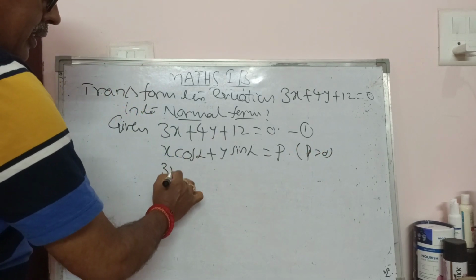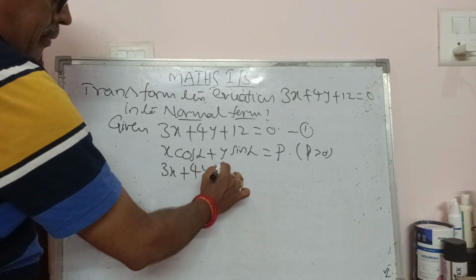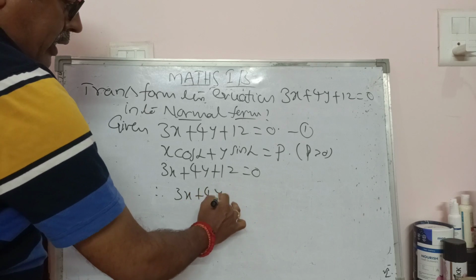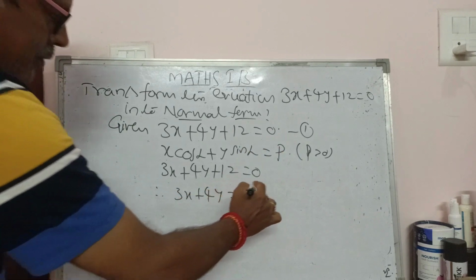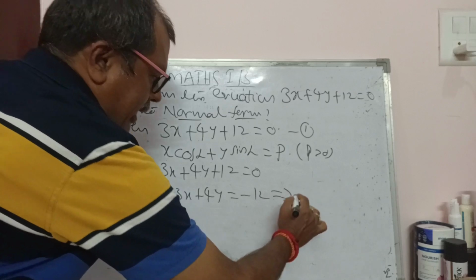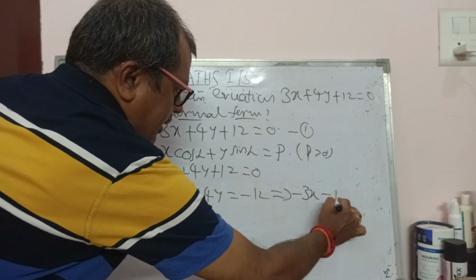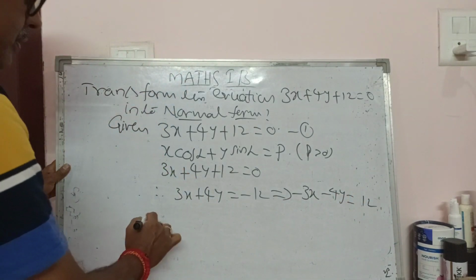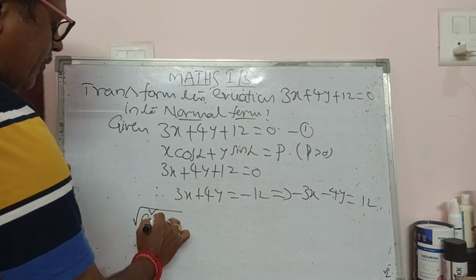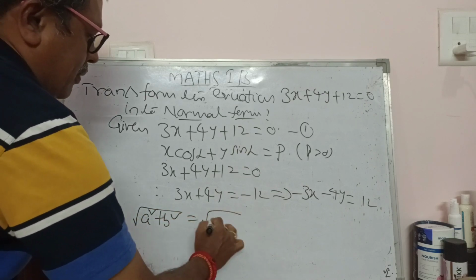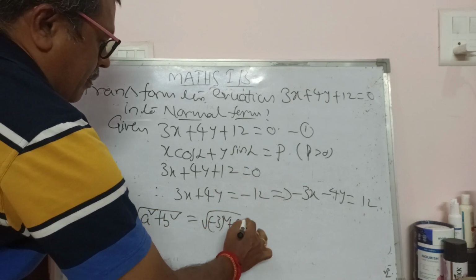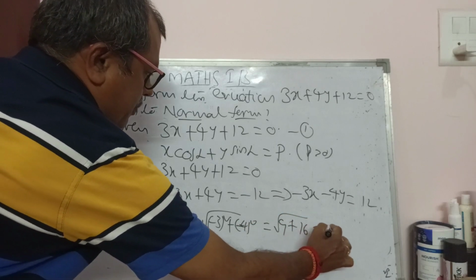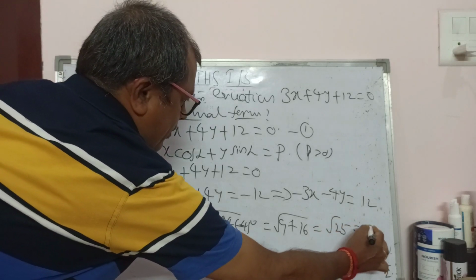Therefore 3x plus 4y plus 12 is equal to 0. Therefore 3x plus 4y is equal to minus 12. Here also let us multiply the entire equation with minus 1. Therefore minus 3x minus 4y is equal to minus into minus 12, that is plus 12. Now let us calculate the value of root a square plus b square, which is equal to minus 3 square plus minus 4 square, that is equal to 9 plus 16, root 25, it is equal to 5.